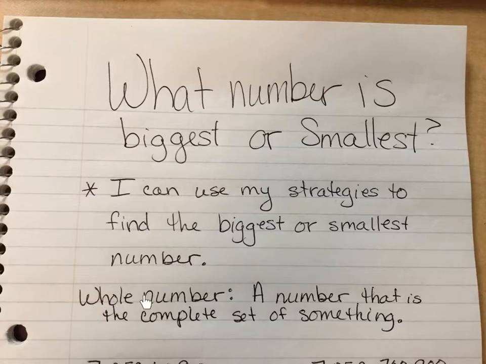And I want you to go ahead and write down this definition as well. Whole number: a number that is the complete set of something. It's important we understand what a whole number is. I know yesterday I had that in your notes, but we're going to go ahead and add it again today. A whole number is a number that is the complete set of something. If you need to, pause the video. Make sure you get all of these notes down.